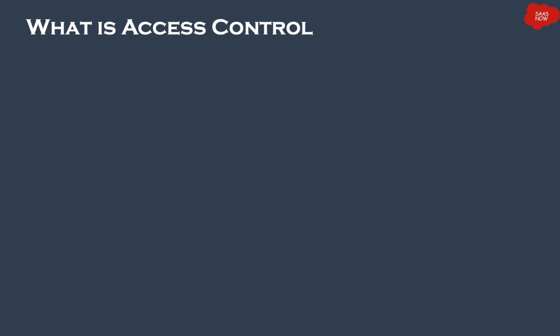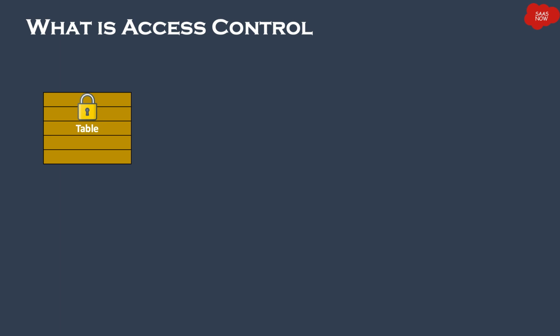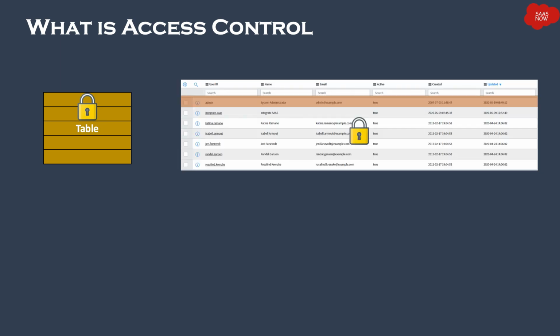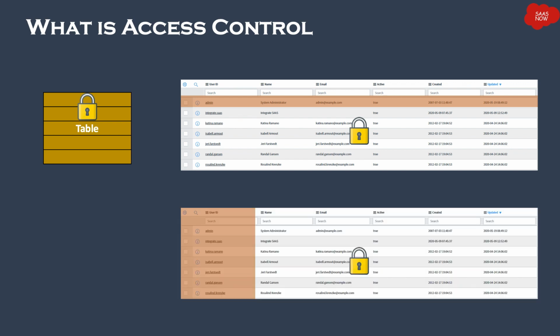What is access control? Access control is a kind of security rule which is defined to restrict the permission of a user to interact with tables and records, moreover data we have in ServiceNow. It is the highest level of security which can be applied at table level, record level, which is called row level access. And then we have field level, which is called column level access.